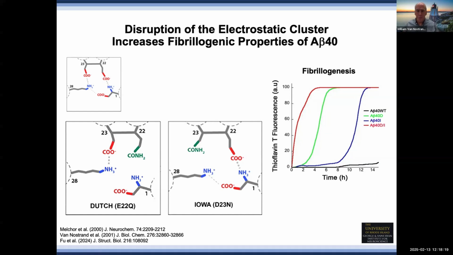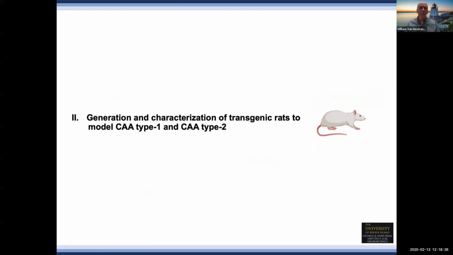So that's just, again, some background about A beta and some of these different forms of CAA. And what I'd like to do now is to shift over into work that we have described, the work that we've been generating and characterizing novel transgenic rats to model CAA type 1 and CAA type 2.